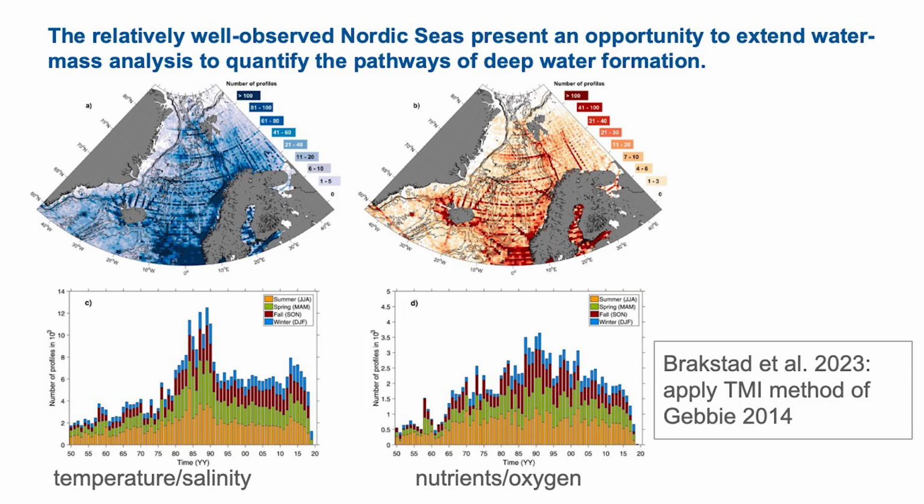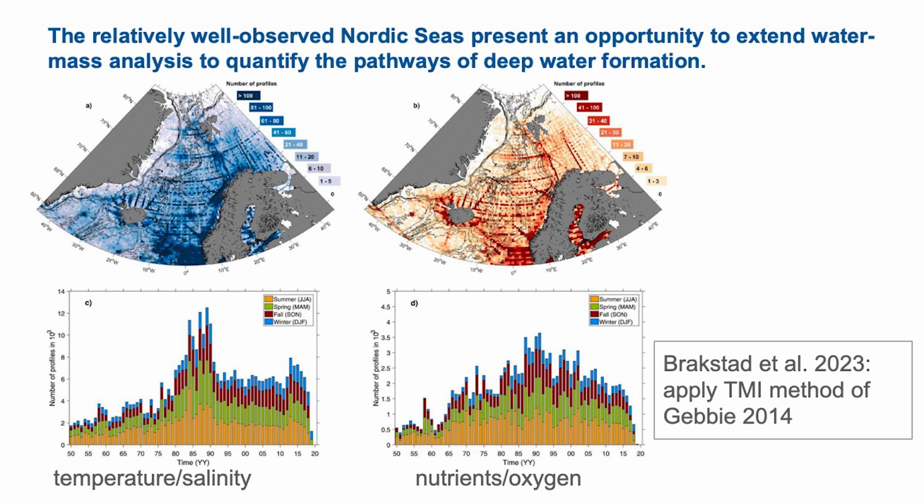Okay, so for the first example, let's take a look at the relatively well-observed Nordic Seas, where in the top left panel we have the observations of temperature and salinity over the last couple of decades, so it's 2000 to present. And in the top right panel, we've got oxygen and nutrients. So it's a relatively well-observed region of the ocean. You can also take a look at the histograms in the bottom that we've got good seasonal coverage. We've got coverage over actually 6 decades, 7 decades or so. It goes back even farther than that.